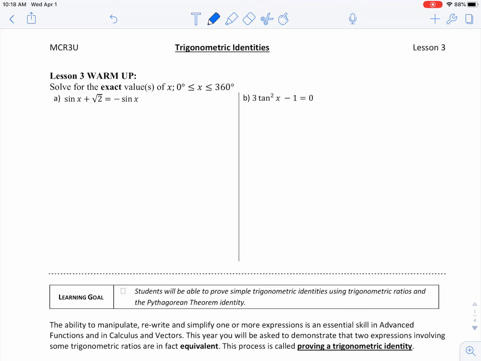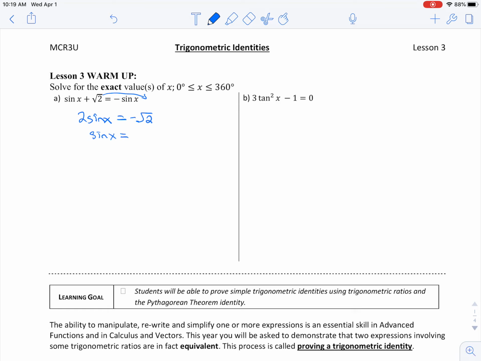So first one here, we're looking for exact values for x between 0 and 360. First one, I got sine x plus root 2 equals negative sine x. So I need to move all of my sine x's to one side. So I'm going to add sine x from the right side into the left side. So that's going to give me 2 sine x's on the left side. And at the same time, I'm going to move this root 2 over here. So that becomes minus root 2.